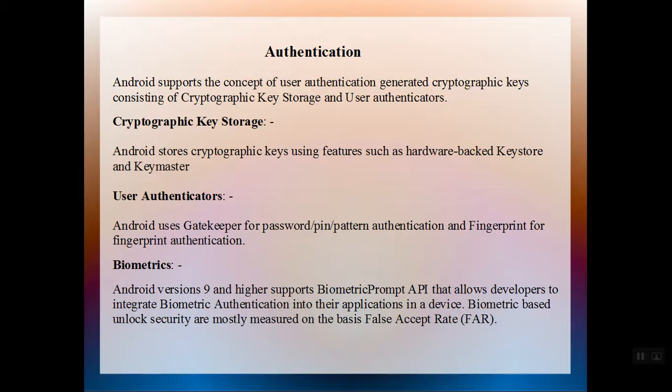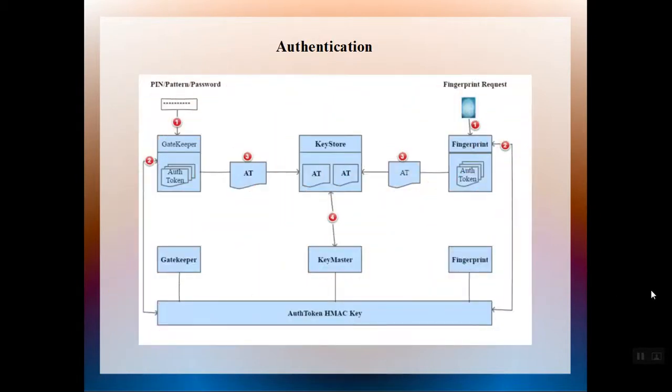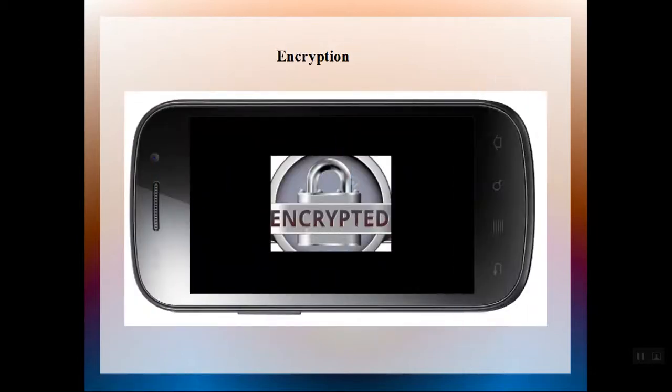Biometric-based unlock security are mostly measured on the basis of false accept rate or FAR. Now through this diagram you can see the steps being followed from 1 to 4. Then the authentication is provided using PIN or pattern or password, or when it is provided using fingerprint. Now we come to the encryption part.